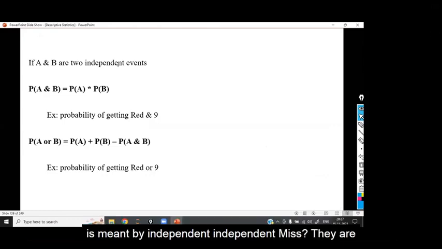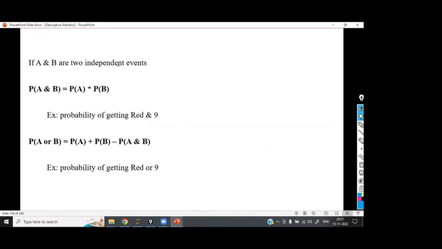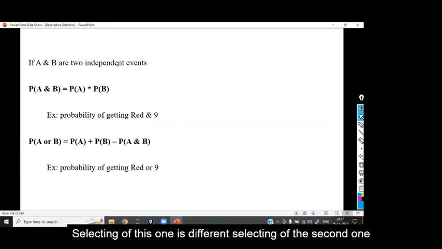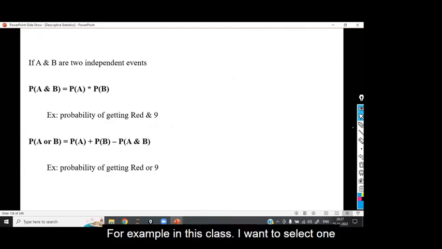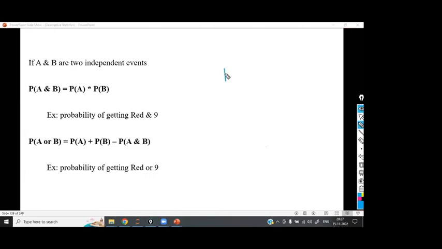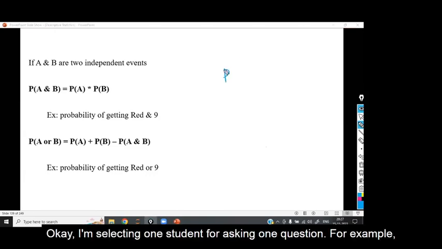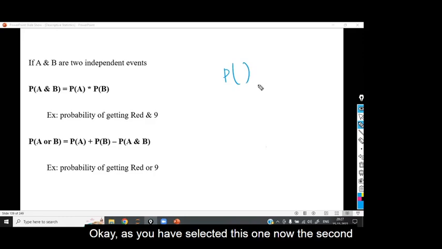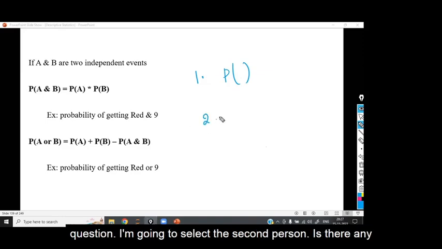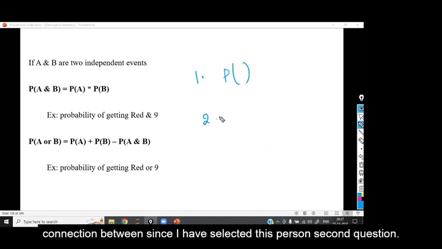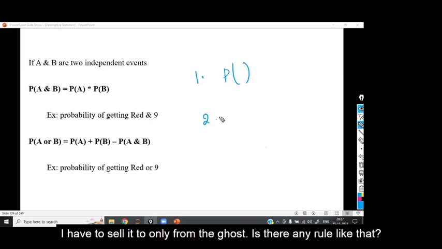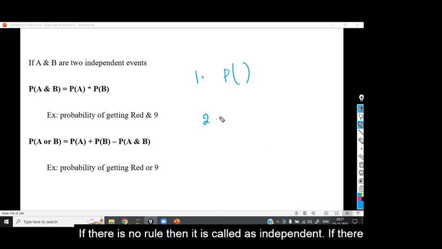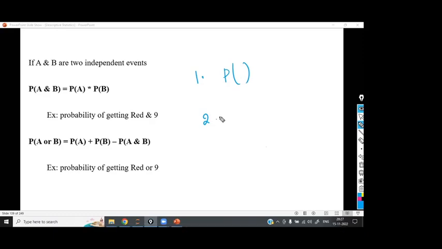What is meant by independent? Independent means they are not connected to each other. Selecting the first one is different from selecting the second one. For example, in this class, I want to select one student for asking one question. Assume I have selected the first bench first student. For the second question, is there any rule that since I have selected this person, I have to select only from the girls? If there is no rule, then it is called independent. If there is a rule like that, then it is called dependent.